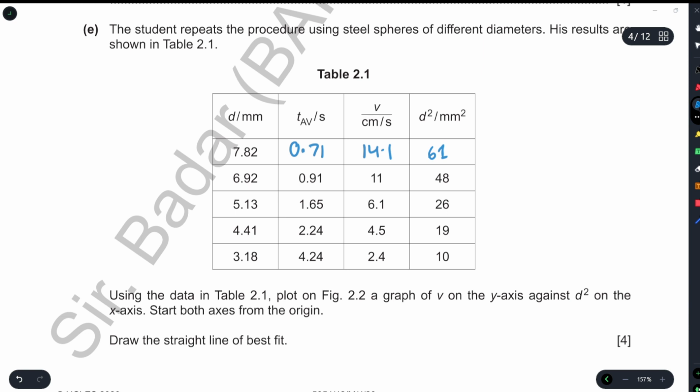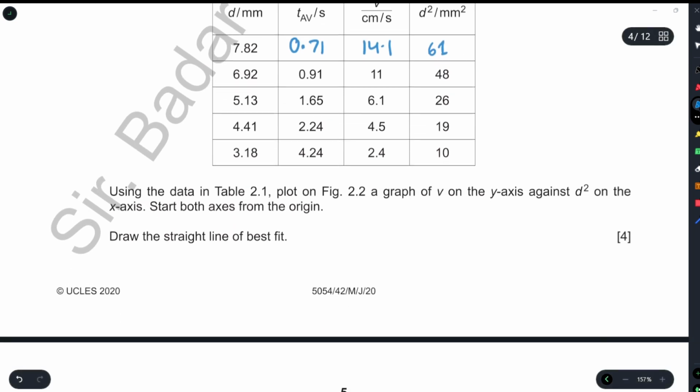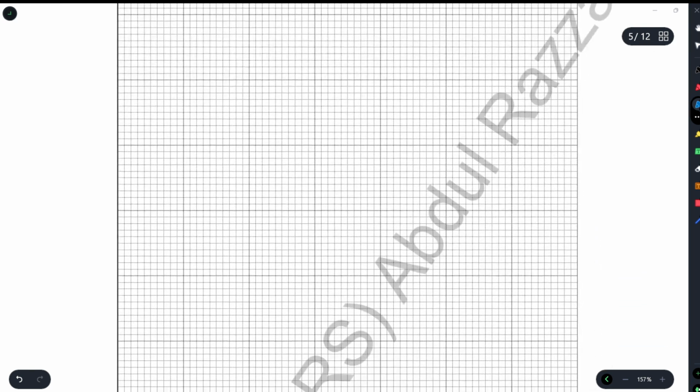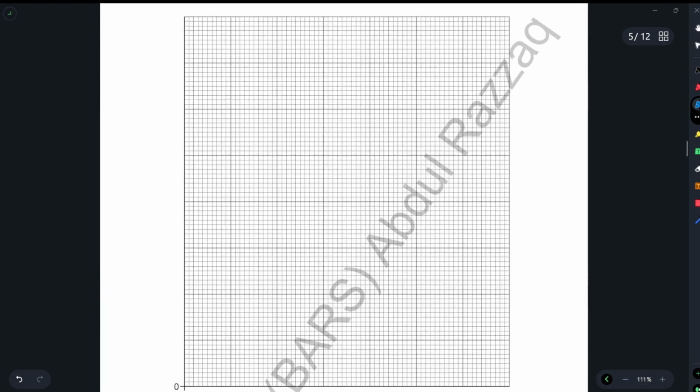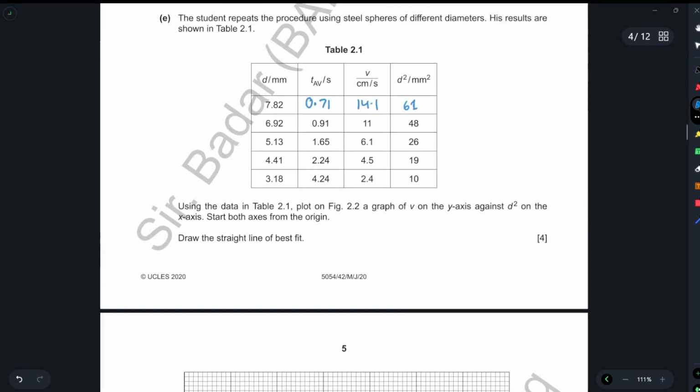ठीक है, कोशिश करेंगे जब आप वैल्यूज कैलकुलेट कर ही रहे हैं तो याद भी रखें. Draw a graph of V on the y-axis and D square on the x-axis. ठीक है, so over here how many boxes do I have? Okay, that's better. So 1 2 3 4 5 6 7 8. 8 on the y-axis. 1 2 3 4 5 6 7. 7 on the x-axis. The y-axis पे V है. So 8 boxes from 2 to 14.